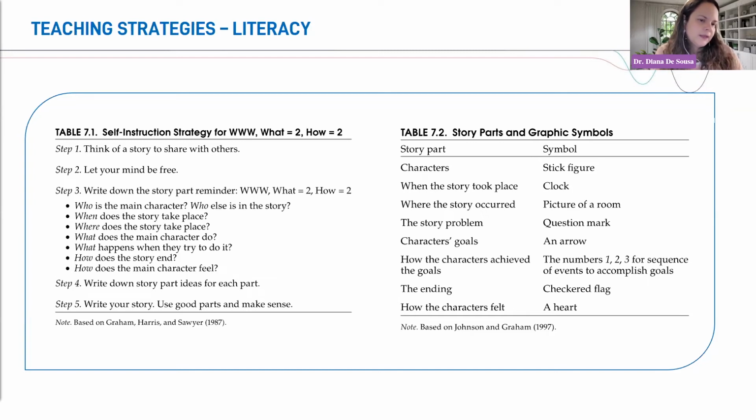So if it's the visual, then you can use this, but if they struggle with auditory, then the visual wouldn't work. So it's important that you focus on the child's strength in how you adapt your teaching strategy, but breaking it down into steps is very helpful, because then this becomes a reference document that the child and even parents or caregivers can use. The other aspect is story parts and graphic symbols.